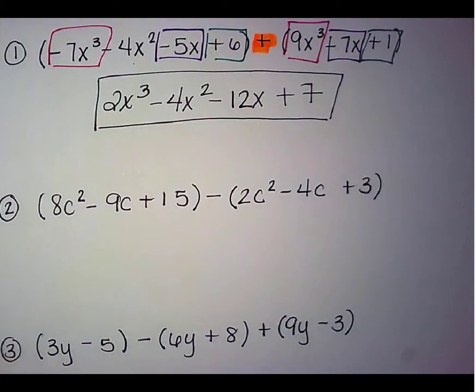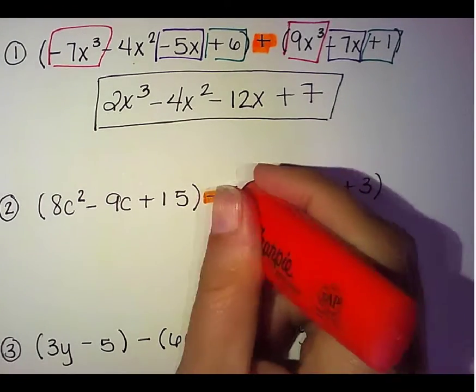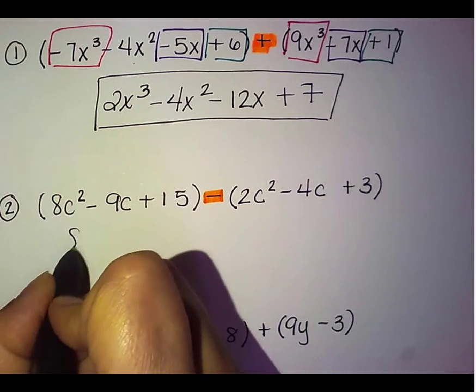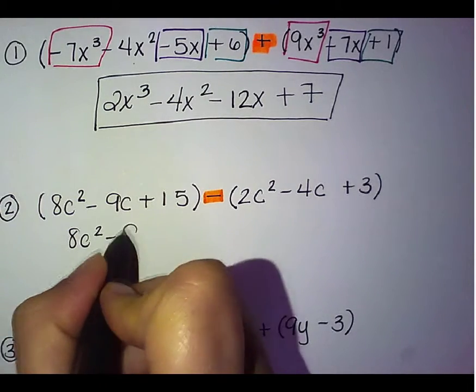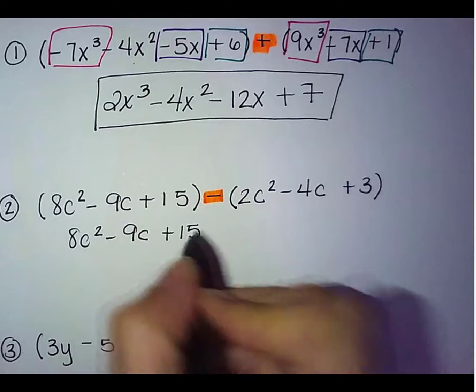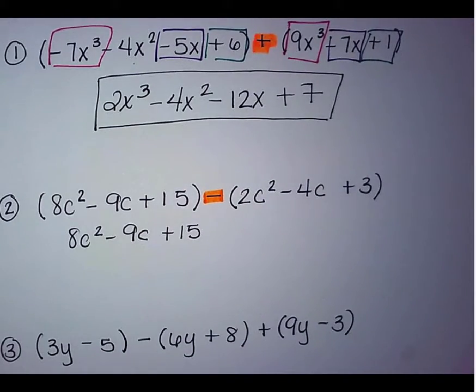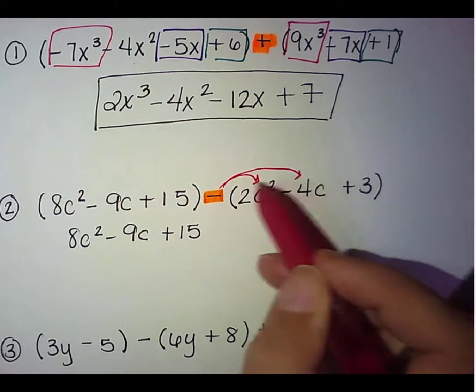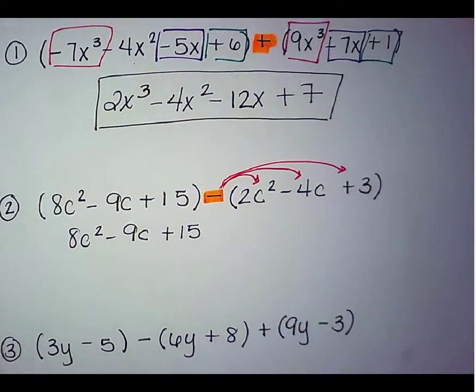Now on this second one, I hope you noticed when you looked at it, it is a subtraction problem. So for subtraction problems, remember we're going to write down the first one just as we see it. So 8c squared minus 9c plus 15. And then we're going to take that negative there and we are going to distribute it to all three of the terms inside that parentheses.